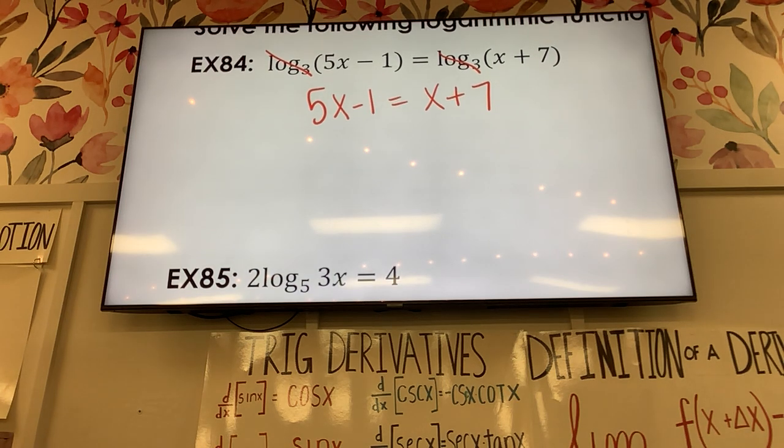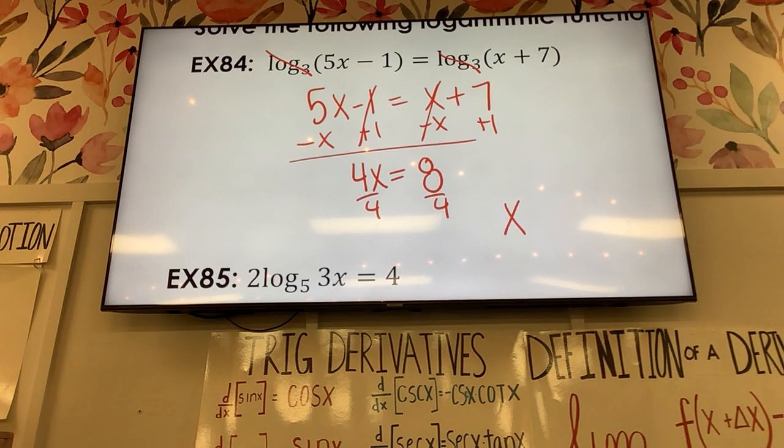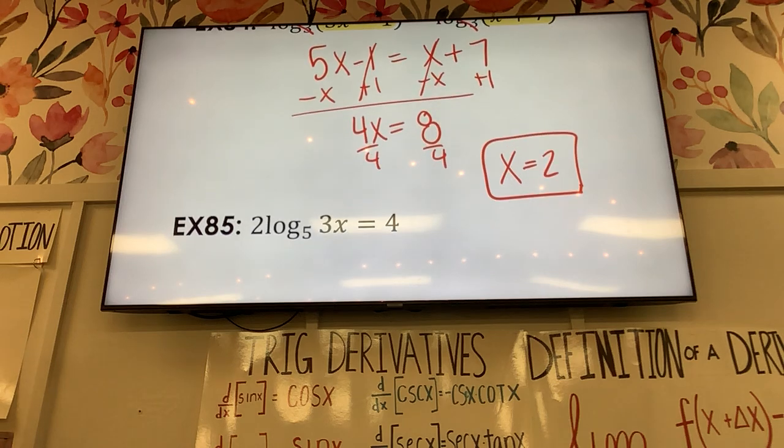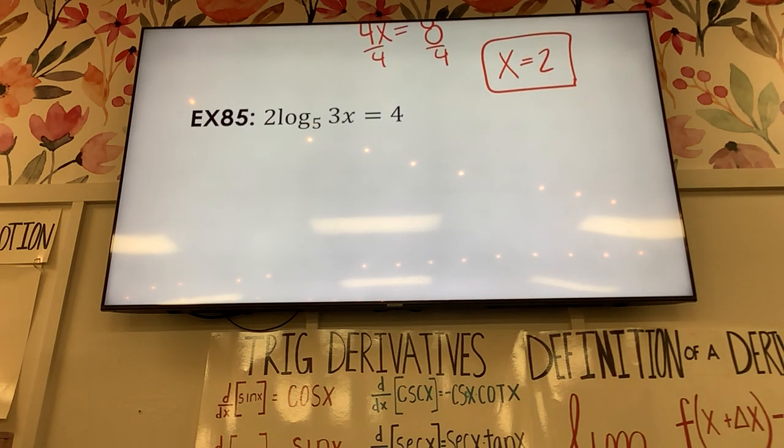Now, if you wanted to solve this, what would you do first? Subtract the x, yep. We're going to subtract the x and add the 1. Are you okay with me doing it in one step? So you get 4x equals 8. Divide by 4, and x is 2. Then just don't forget to glance and make sure it's actually a solution. And it is. So we're good.